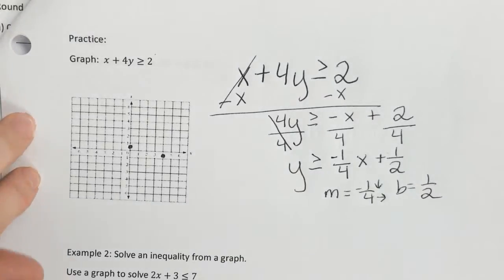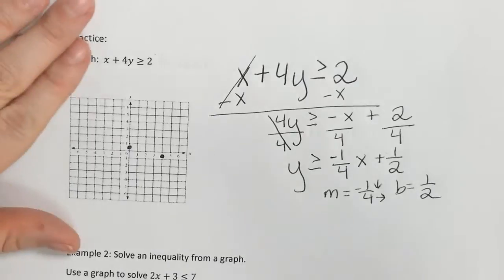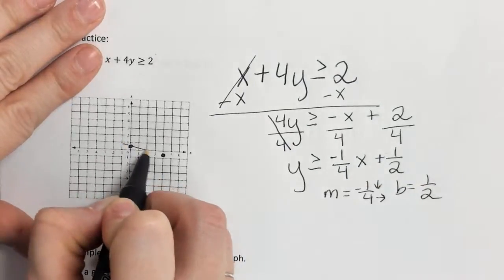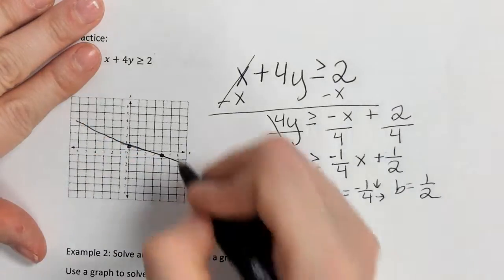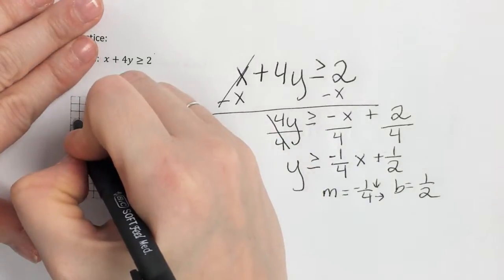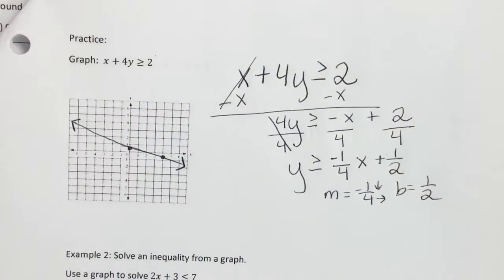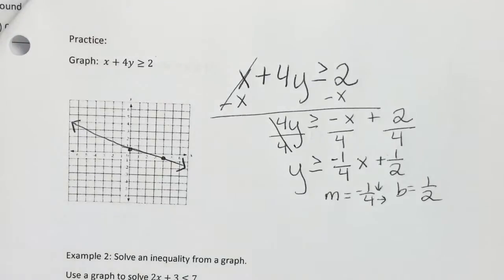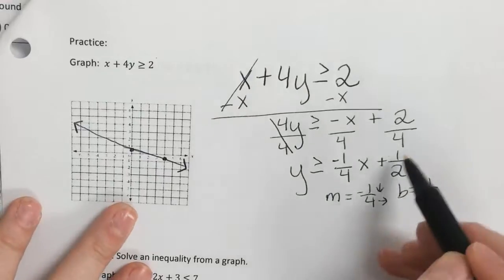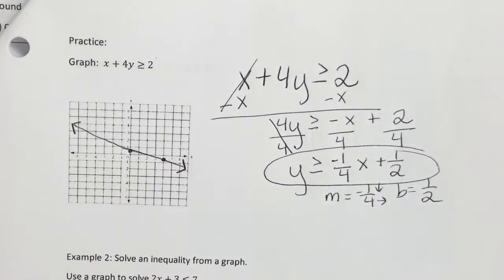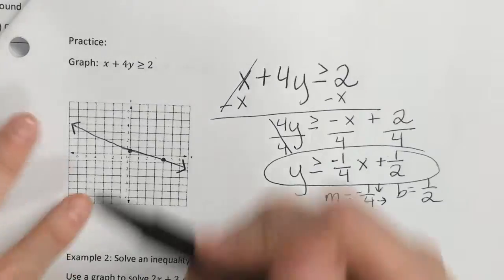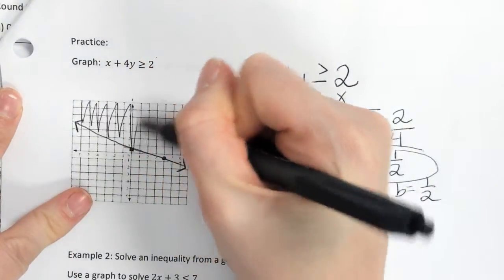Is this going to be a solid line or a dashed line? Solid. Good. Carly, do you have a question? Oh, never mind. So now you want to look at your equation when it's in slope-intercept form, and think, do I shade above or below? Above. So it's this area.